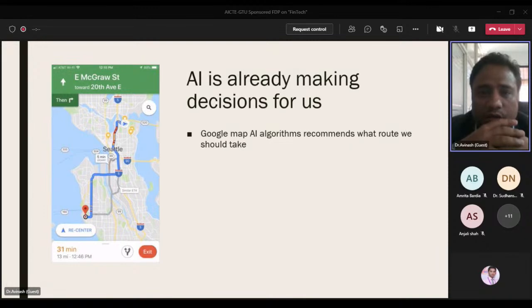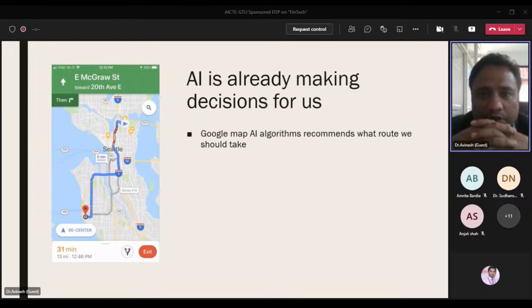When we are using Google Maps, AI-enabled algorithms are working for us, because that recommends the route for us. So this is artificial intelligence, because humans can forget the route. They may forget the route, they may go in a wrong direction. That is the reason Google Maps is there. It can help us to reach our destination.